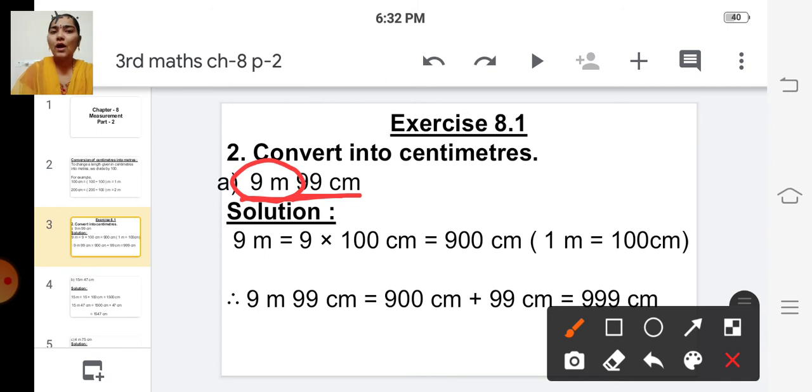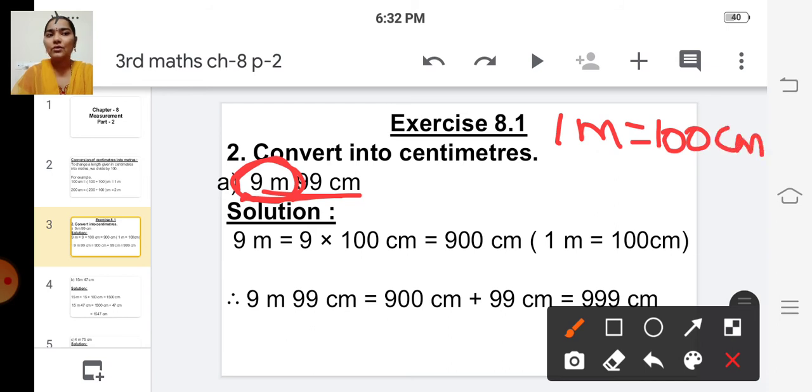Okay, so how to convert this 9 meter into centimeter? Meter is the bigger unit, right? So to convert a bigger unit into a smaller unit, what do we have to do? We have to multiply by 100. As we know, 1 meter is equal to 100 centimeter, so we have to multiply by 100.